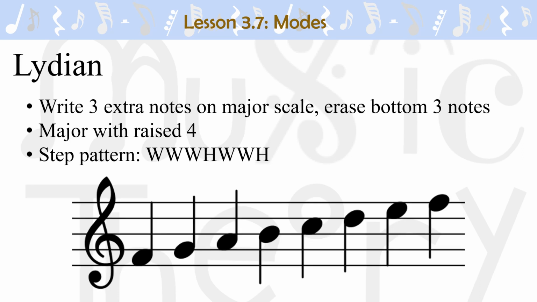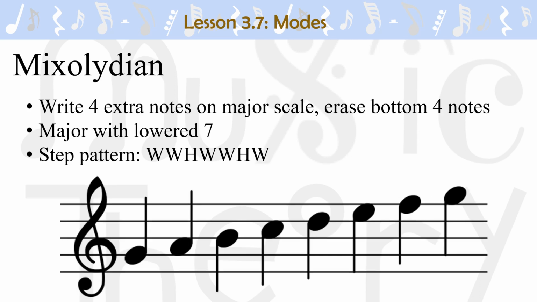Let's talk about the Lydian scale. The first way is to take any major scale and write 3 extra notes going up. For example, in C major, we take the scale C, D, E, F, G, A, B, C, and keep going up for 3 extra notes, adding D, E, F. Finally, we erase the 3 notes on the bottom, C, D, E, to get F, G, A, B, C, D, E, F. This scale is called F Lydian. The second way is to take a major scale and raise scale degree 4 by a half step. And the last way is using its own step pattern: whole, whole, whole, half, whole, whole, half.